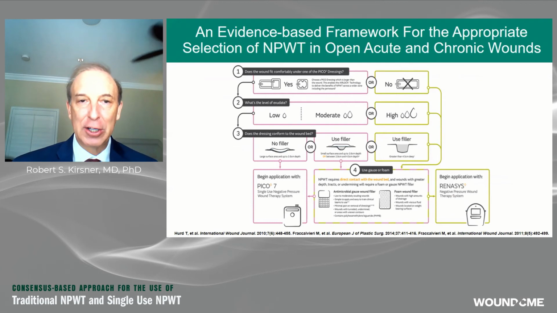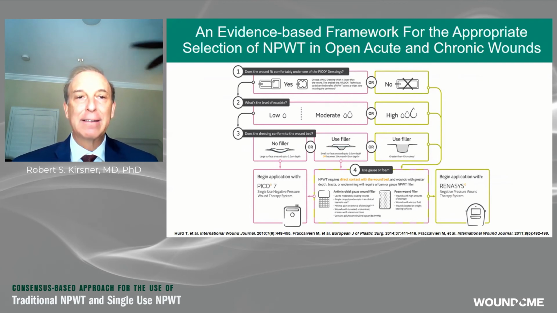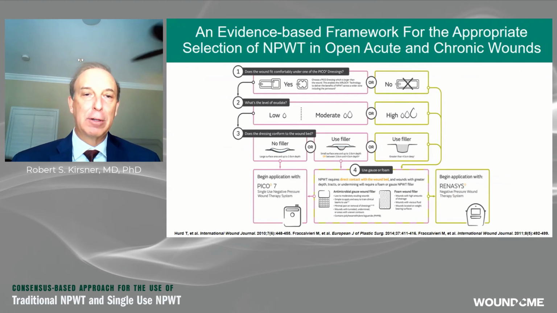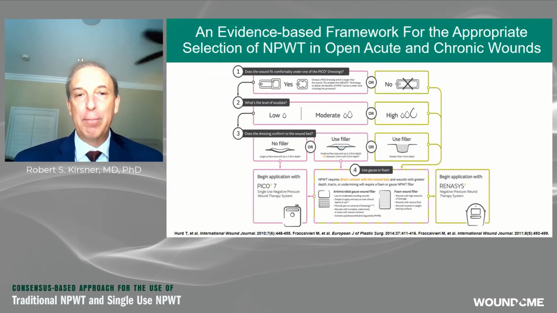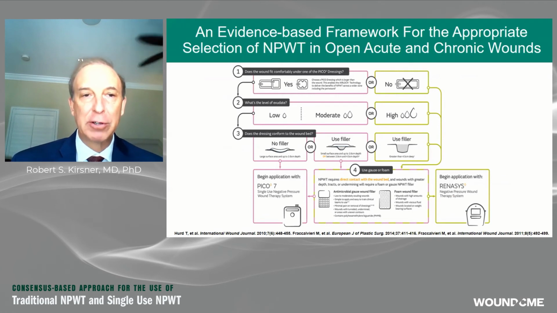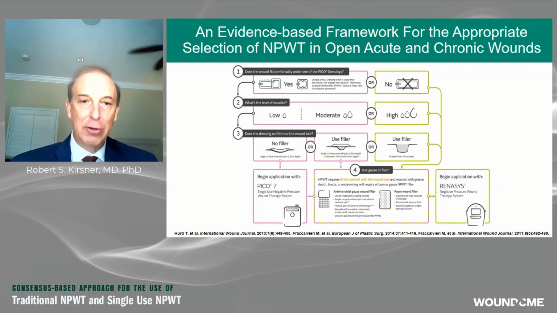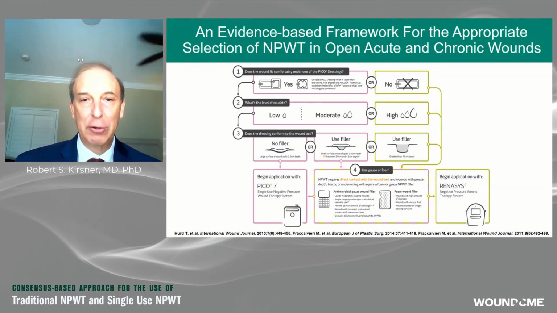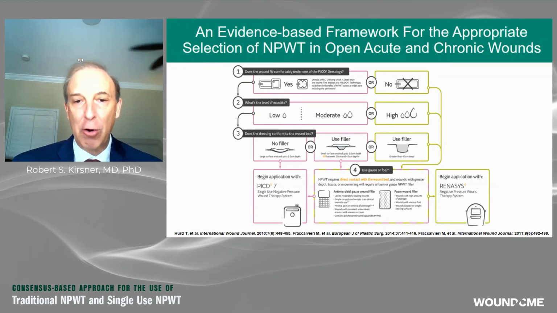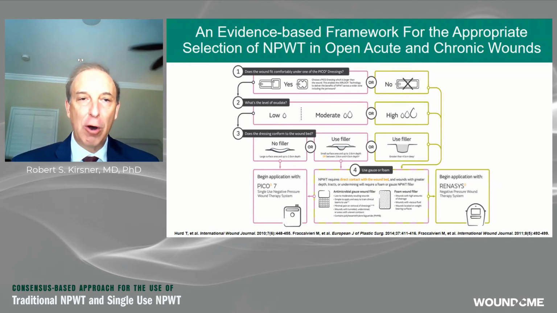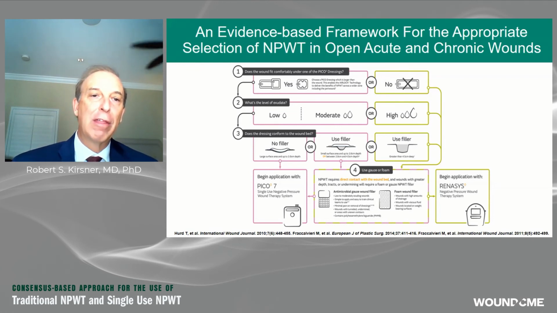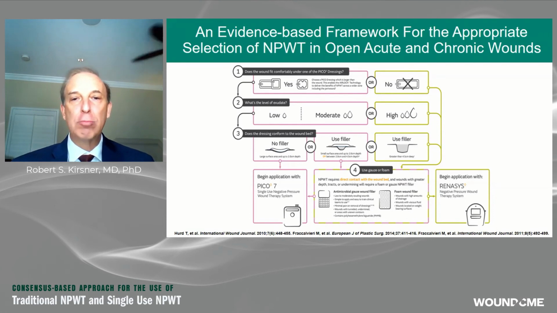And we had a consensus group get together to look at how to incorporate the two types of negative pressure devices. It starts with, does the wound fit comfortably under one of the PICO bandages, the single-use negative pressure device? If yes, then you could consider using the single-use negative pressure device. If no, then you'd go on to a traditional negative pressure device. Once you know that it fits under the dressing of the PICO device, then you have to determine whether the amount of exudate is low, moderate, or high.